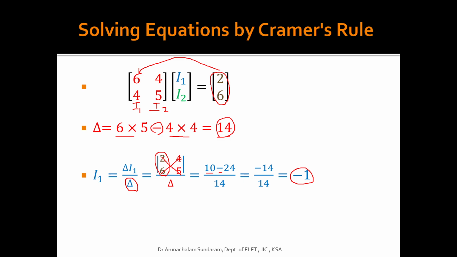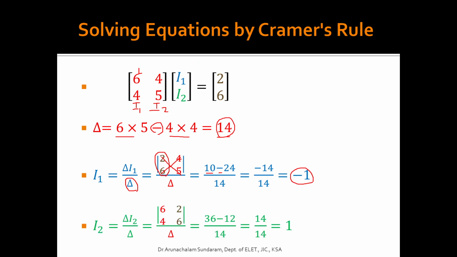Now how to calculate I2? I2 means delta I2 by delta. Again, the denominator is already known because here we have calculated this as 14. So the denominator is known to us. But the numerator, we have to find delta I2. What do you mean by delta I2?